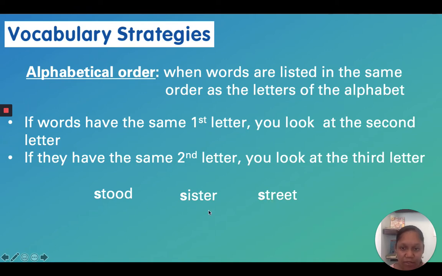Then if I'm trying to look between stood and street, let's see, we already said they have the same first letter, the same second letter. Now we have to go to the third letter. So the third letter of street is R, and the third letter of stood is O. And I know H, I, J, K, L, M, N, O, O comes first. So it would be sister would be number 1, stood would be number 2, and street would be number 3.